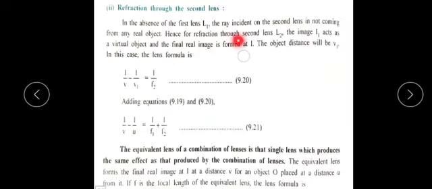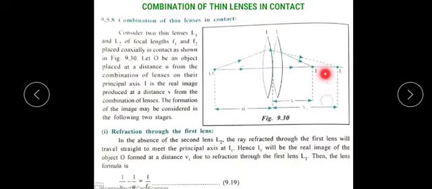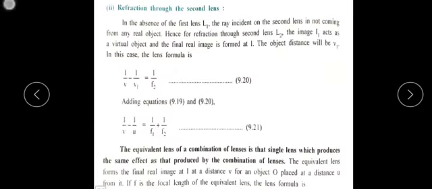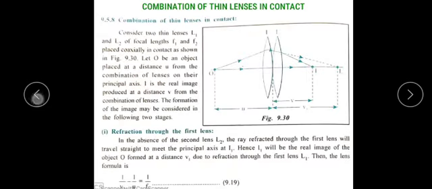Hence, after refraction through the lens L2, the image I2 acts as a virtual object. See, this is image I1. This image I1 acts as a virtual object, and the final image is formed at I here. So this ray is directly coming like this. That means this is the virtual object, and from this object the image is formed at the eye.